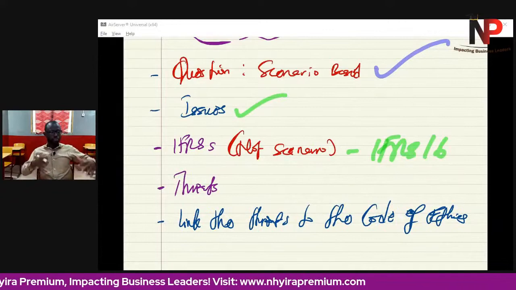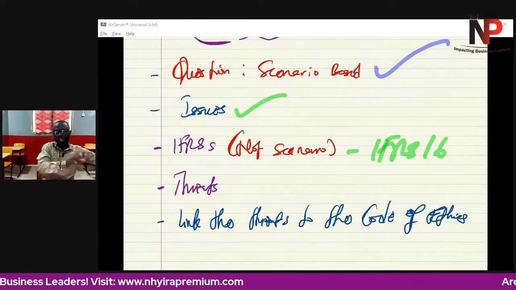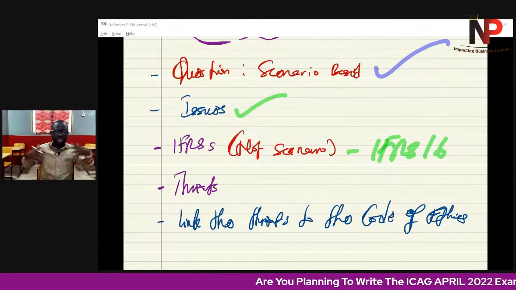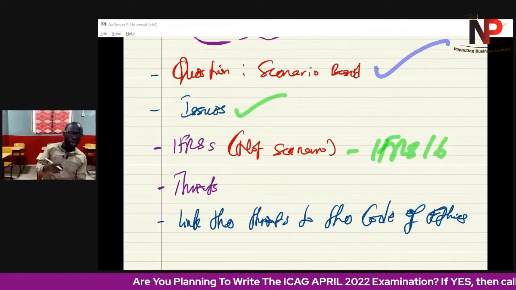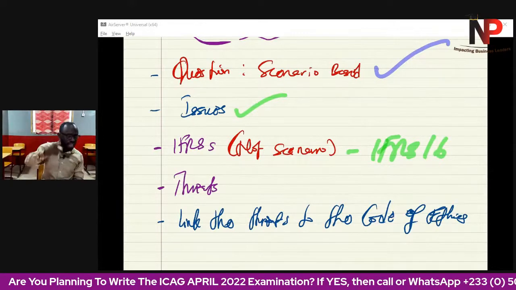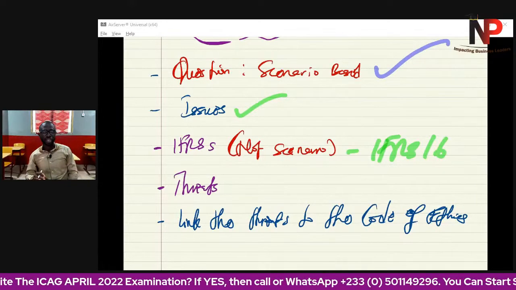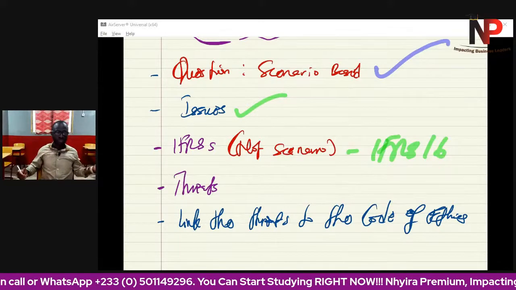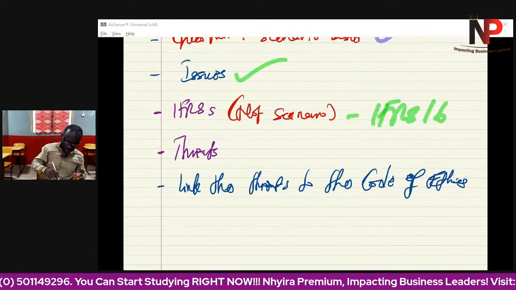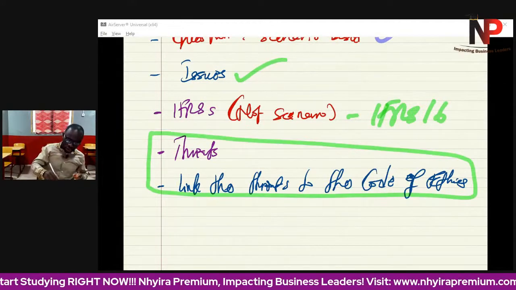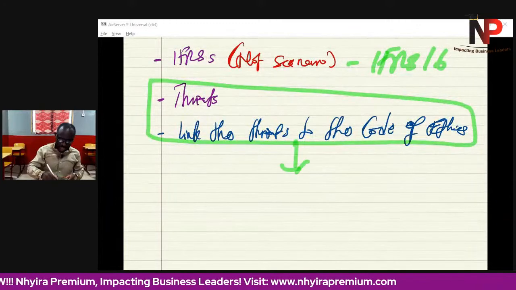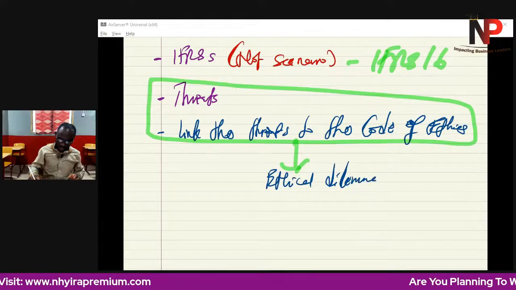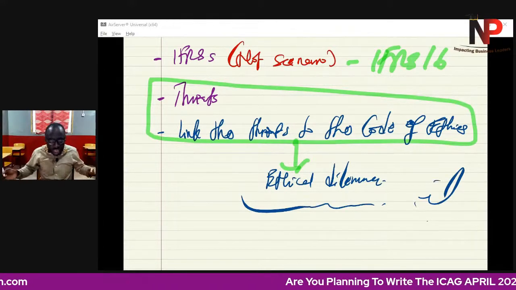Our ethics question is going to be scenario based. As we read the scenario, we must understand what the issue in the scenario is. There are certain scenarios that have some IFRS in them. We must know what the treatments are, what the issues in the IFRS treatment are. Then you must identify what threats, what ethical dilemma the person is exposed to. So the issue of the threat and linking it to the code of ethics is what we refer to as ethical dilemma. That is what we are going to be dealing with generally at the end of the day. It's what we refer to as ethical dilemma.